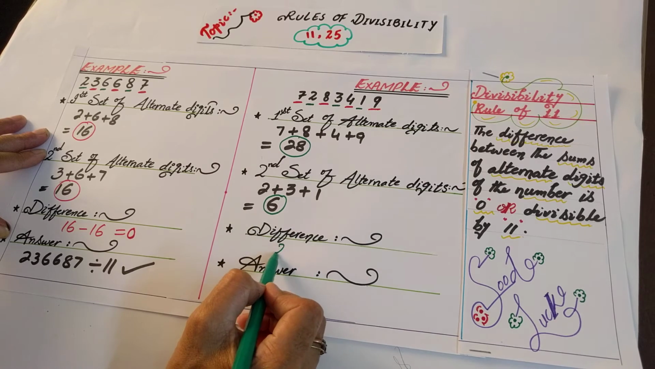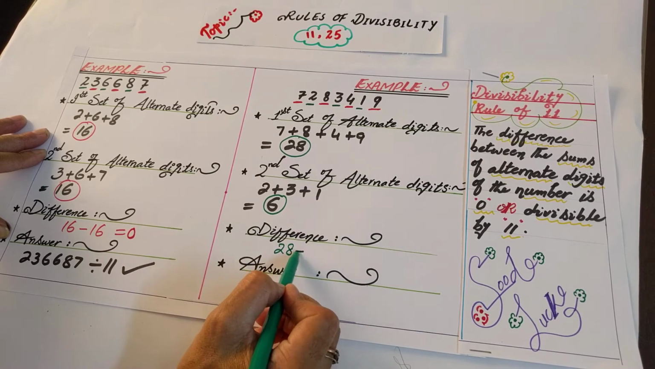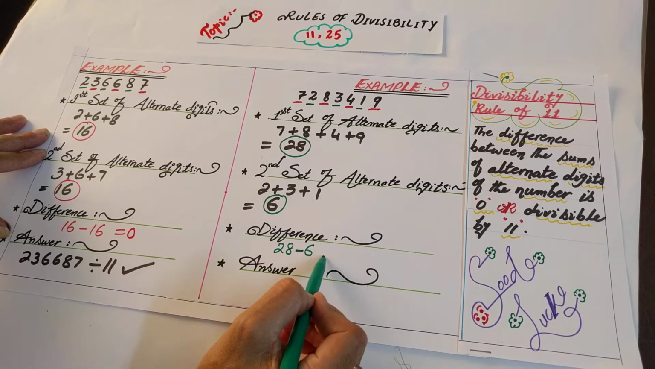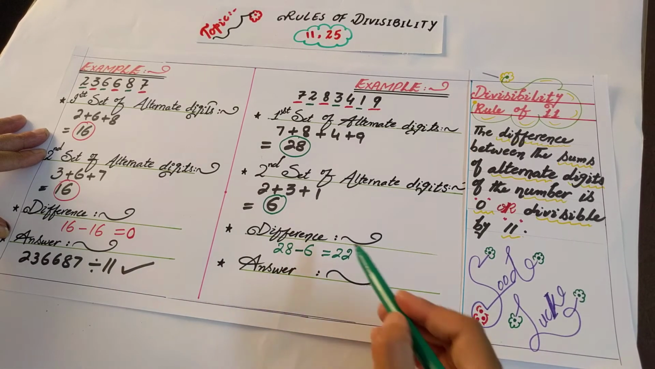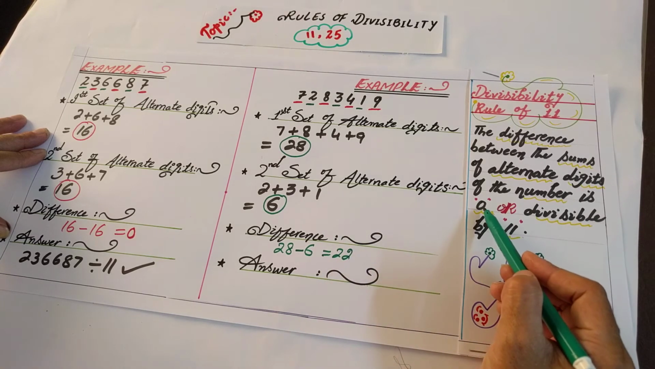Subtract the smaller number from the bigger number. 28 minus 6 is equal to 22. Now here we are not getting the condition of 0.